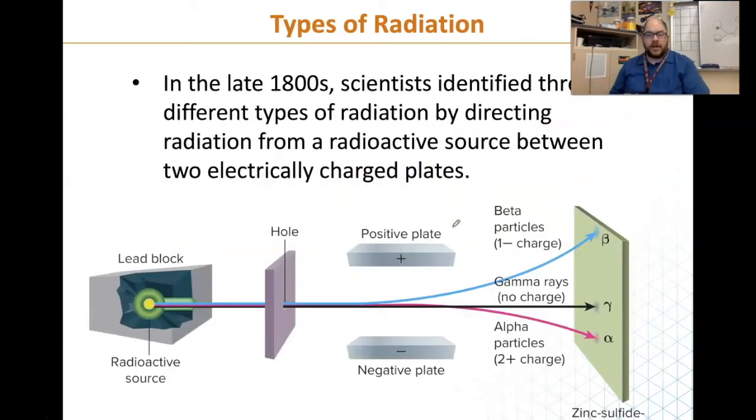All right, so types of radiation. I said the rays and the particles given off by these unstable particles are called radiation. So there's three main types that we really look at. The first one are alpha particles. Those have a 2+ charge. And sometimes you'll see them written in a couple ways.